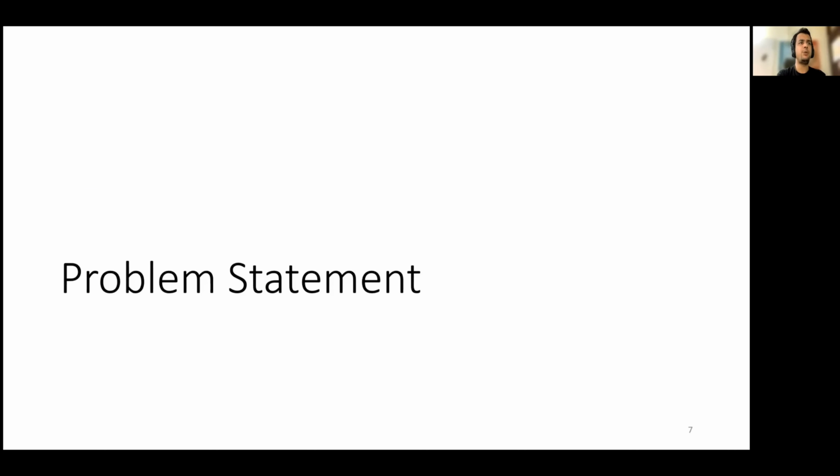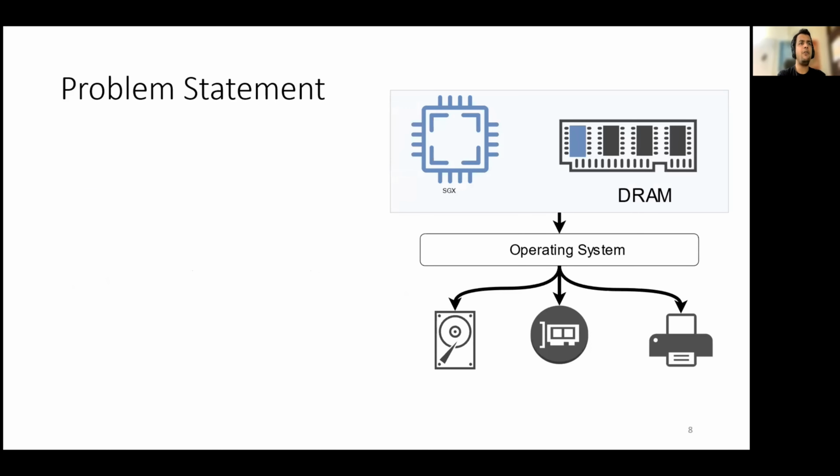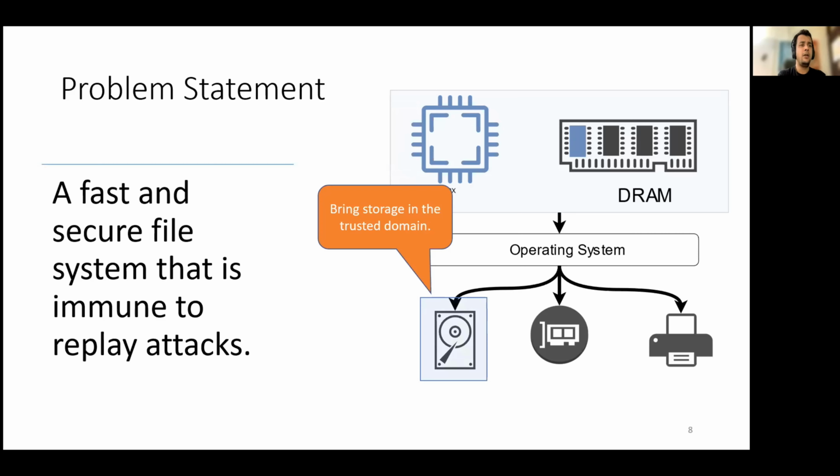We will now discuss our problem statement. Our aim in this work is to bring the storage within the scope of SGX guarantees. An application running within SGX should be able to access the file system securely, efficiently, and without any source code changes. We will see in the subsequent slides that the existing work in this area is slow and is vulnerable to replay attacks that violate the freshness property of the file system. Hence, our goal is to develop a fast and secure file system that is immune to replay attacks.